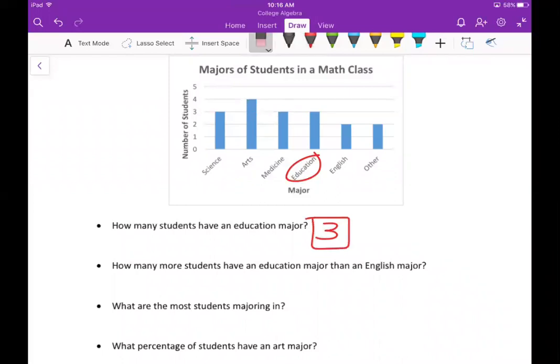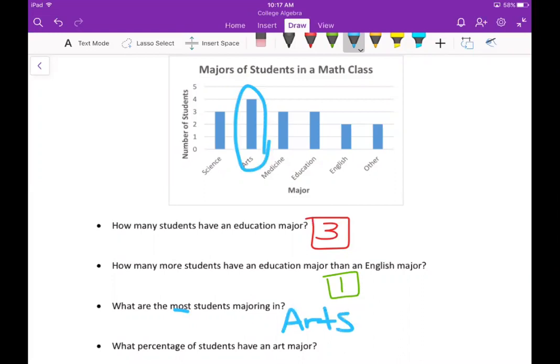One good thing about bar charts too is we can see the difference between categories. So this next question asks, how many more students have an education major than an English major? Education and English, we can see the difference between those bar heights is just 1. So we can see that there is a difference of 1 between those two majors. Also, you can quickly see where the highest bar is to see where the most students are majoring. The highest bar is here at arts, so this answer would just be arts.